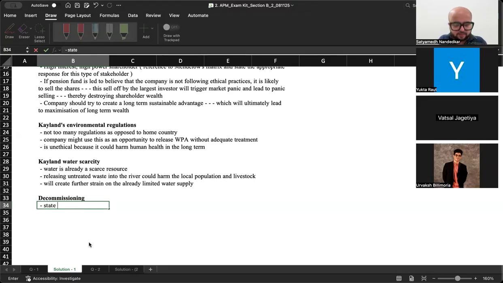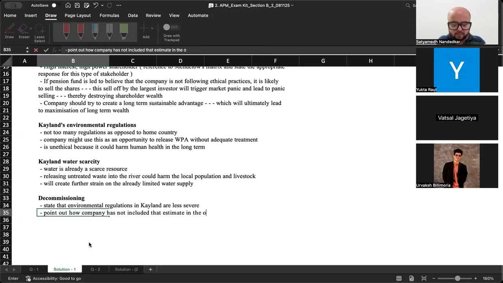State that environmental regulations in Kayland are less severe. Point out how the company has not included that estimate in the original projection.